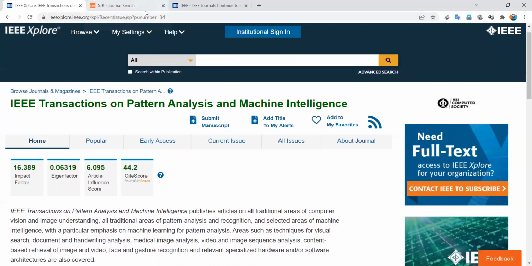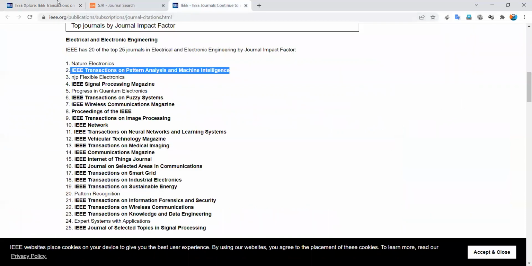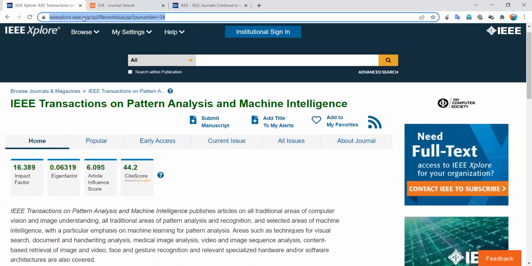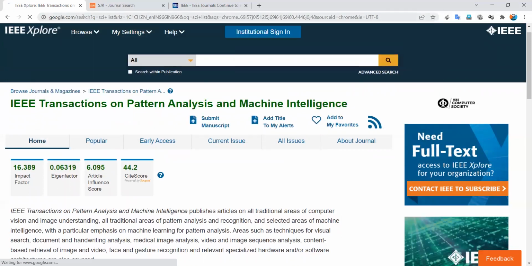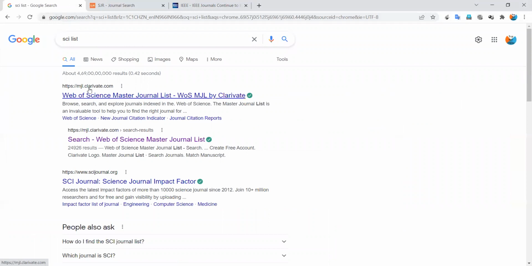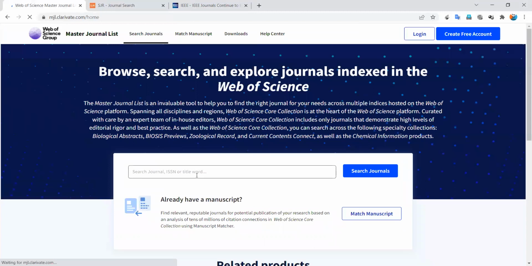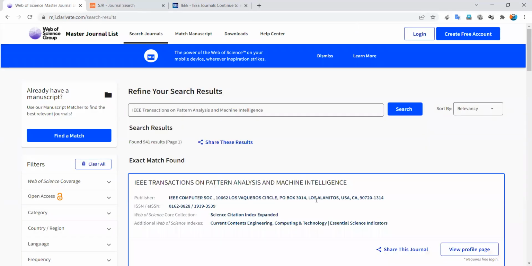Okay, so we'll see the information related to it here. Here only we'll put what the transaction is. So, SCI list, we simply type. So here you can see the Clarivate site is listed. So here Web of Science, Clarivate, if you put down the name of the journal or transaction and you search, then it will search for you. And here you can see that it is coming from the core collection of SCIE, meaning Science Citation Index Expanded. Okay, and that's why the journal is SCI.